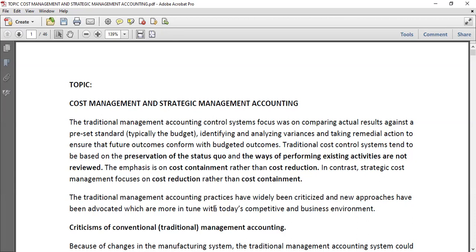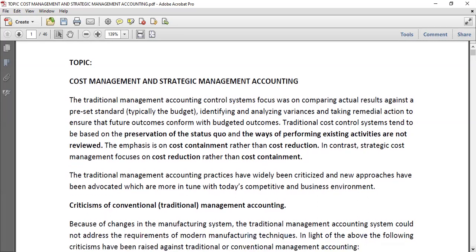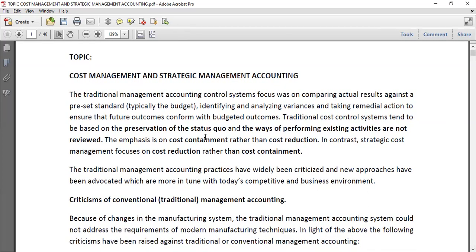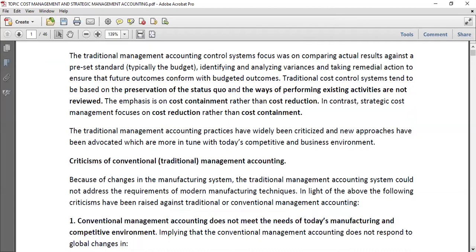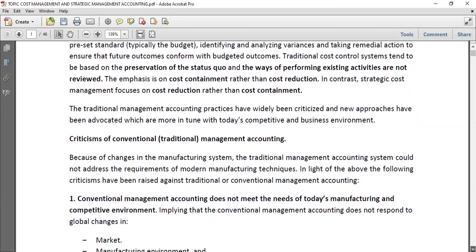So with cost management, we are saying we should not be about cost containment. Okay, by cost containment we mean we are maintaining the status quo of the budgets that we set at the period, but rather we should focus on cost reduction. Okay, everyday cost reduction, but the cost reduction should also not affect the service or the quality of the products that we are offering to our customers.